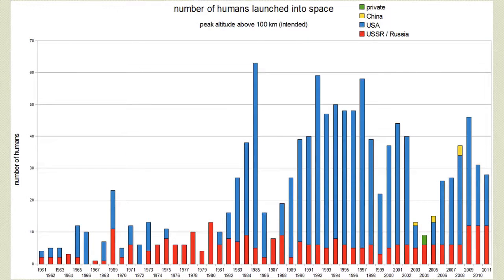Another kind of bar chart is a stacked bar or column graph. These measure the total number of something, in this case humans in space, and break it down into subsets, in this case countries. In this chart, the data is also plotted over time, which gives you a picture of the history of space travel and the major players involved.